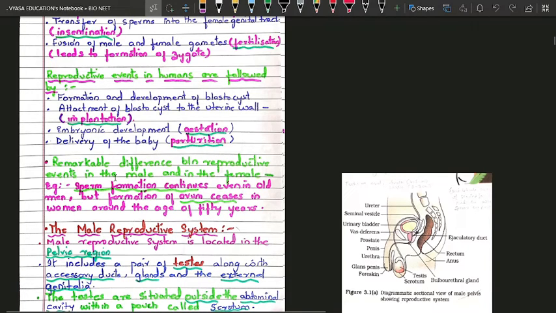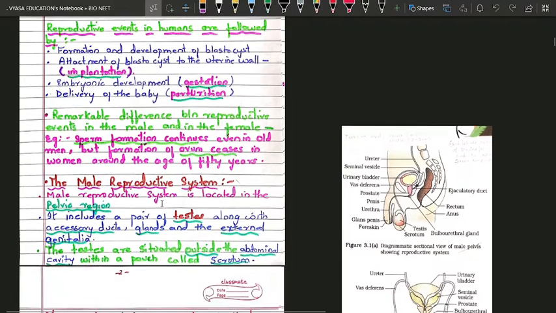See, what is the remarkable difference? Reproductive events take place in both male and female. So what is the major difference? Sperm formation continues even in old men. Even though the males are old, sperm formation still continues. But the formation of the ovum ceases in women around the age of 50. As the woman attains menopause, the ovum formation starts to cease.